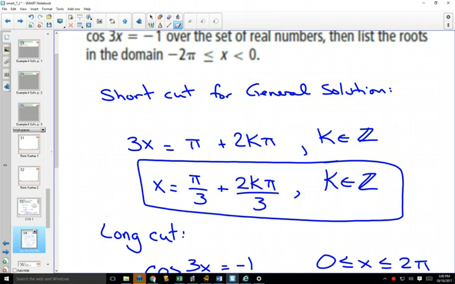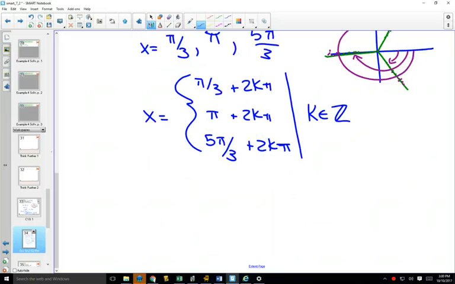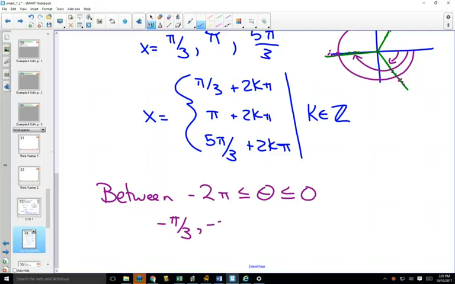Now, after the general solution, this question says also find all the ones that are answers within -2 pi and 0. So I actually find that our diagram here, -2 pi and 0 is once around in the negative direction, so we'll need to find this one and that angle. So if we wanted to list those 3, what would they be? -pi over 3, -pi, and -5 pi over 3.